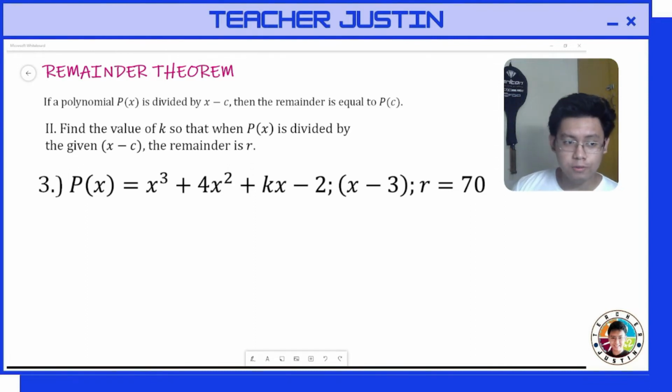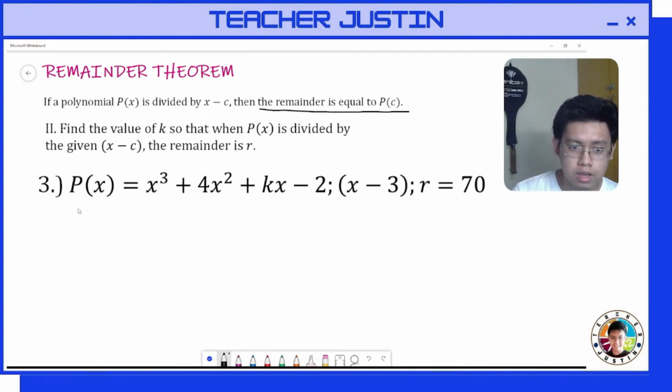In order for us to solve for the value of k, we will use the remainder theorem, wherein it is stated that if a polynomial p of x is divided by x minus c, then the remainder is equal to p of c. So let's use the statement the remainder is equal to p of c and use that to formulate our equation in order for us to solve for the value of k. So our equation will be p of c is equal to our remainder.